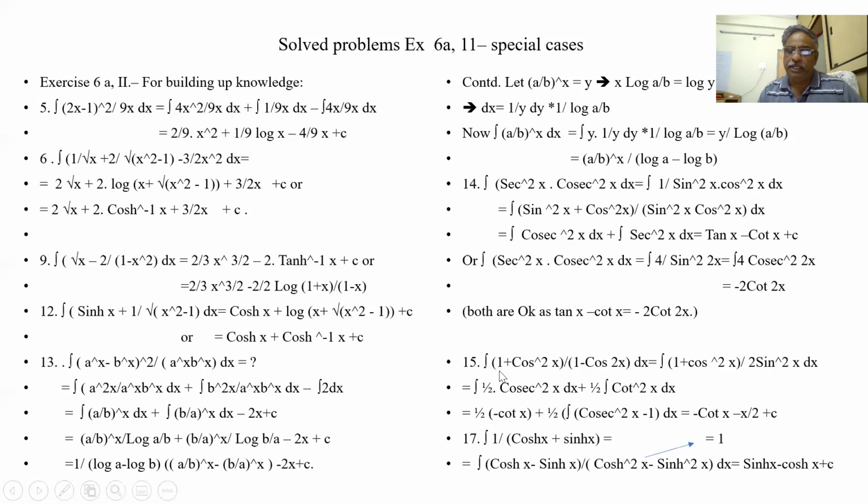Now let us see. Integration of 1 plus cos square x divided by 1 minus cos 2x. See, 1 minus cos 2x can be written as 2 sin square x, so 1 gets cancelled. So 1 plus cos square x by 2 sin square x. When you divide it, we get half cosecant square x plus half cot square x. Cot square x can be written as cosecant square x minus 1. So half plus half becomes 1. So cosecant square becomes minus cot x, and the 1 becomes x by 2. So this is the answer.